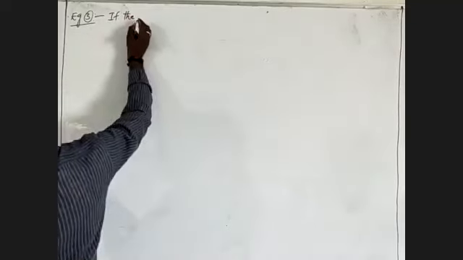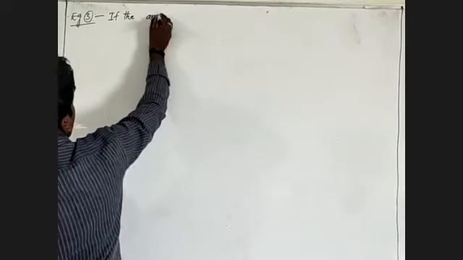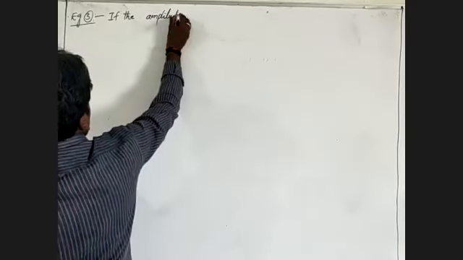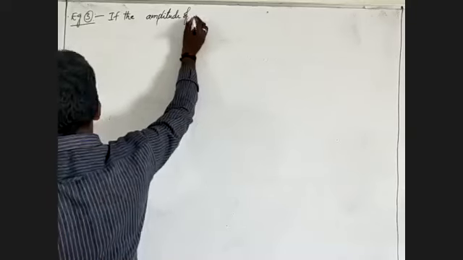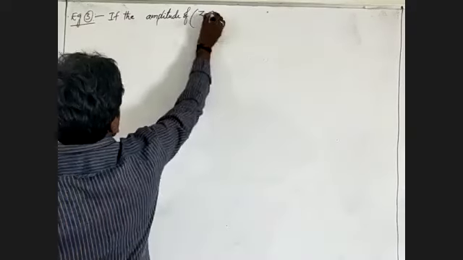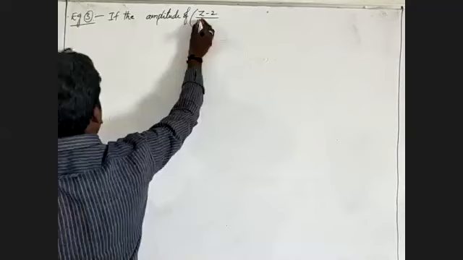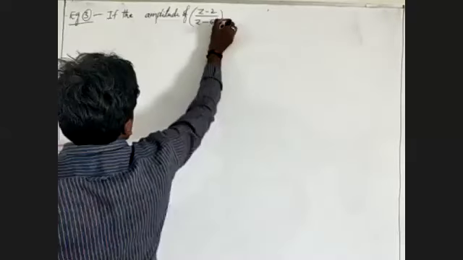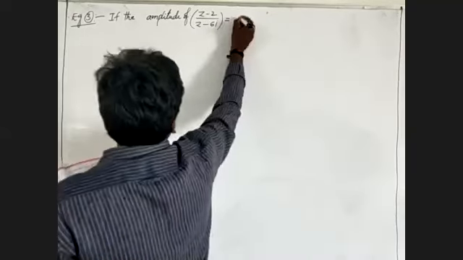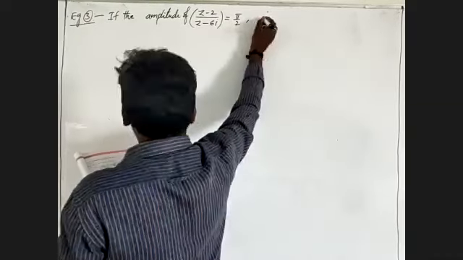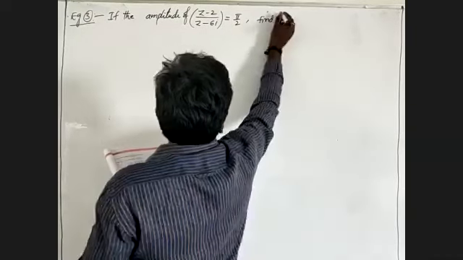If the amplitude of (z minus 2) by (z minus 6i) is equal to pi by 2, find its locus.